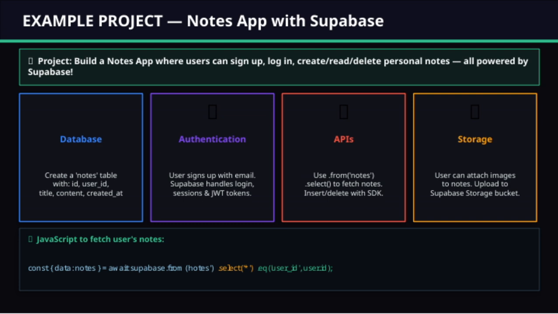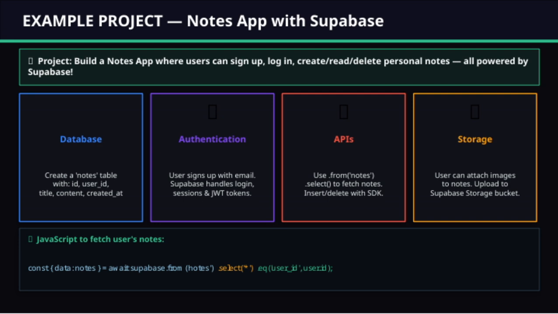Moving on, the slide highlights that users can attach images to their notes. These images are uploaded to a Supabase storage bucket, which makes managing media files straightforward and scalable. Regarding the storage, the key point is that we use the from method again, but this time on the storage API to handle uploading and retrieving images. The SDK provides convenient methods for inserting and deleting files, simplifying media management within our app.